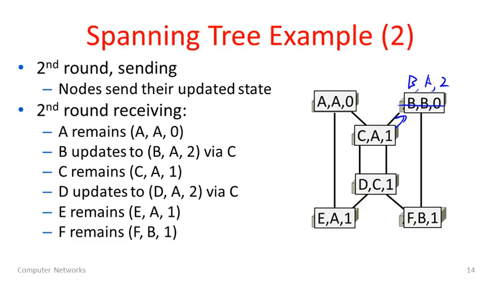C is going to keep its state. It won't change. D will actually update too. D will hear from both E and C that there is a root A. In fact, D could get to the root A via 2 different routes. It could either send via C to A or E to A. D is going to decide that it will send via C to reach A because C is a lower address than E, and D's state is going to update from DC1 to DA2.